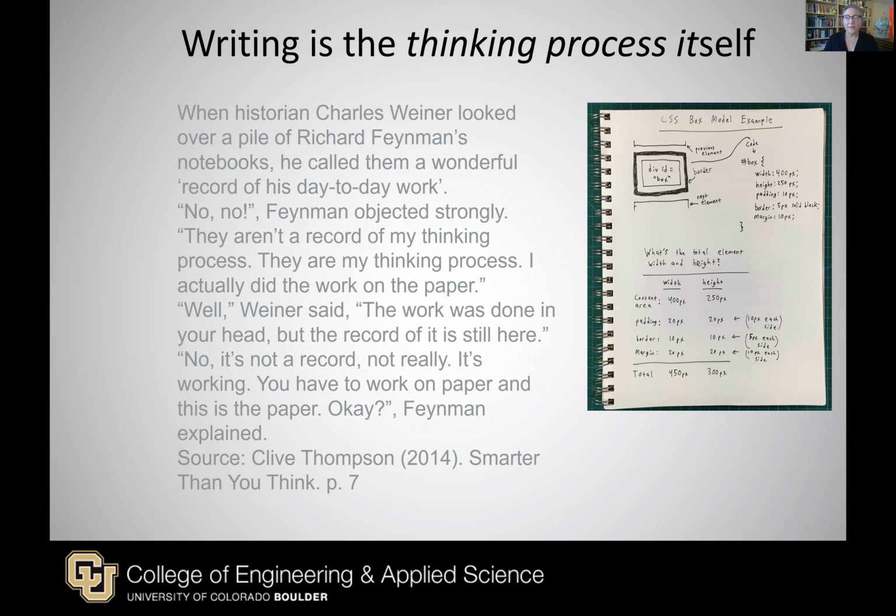And the historian said the work was done in your head, but the record of it is still here. No, it's not a record. It's working. You have to work on paper, and this is the paper. Feynman worked really hard to try to explain this point. And what my students are finally able to do is get some ideas on paper, instead of struggling with each word, and then they have the relieved opening to consider their thinking process. Right, here's a terrible draft. Where do I go? What is my thinking process from here?